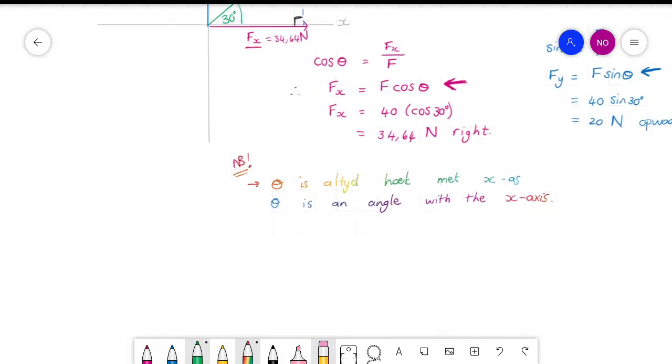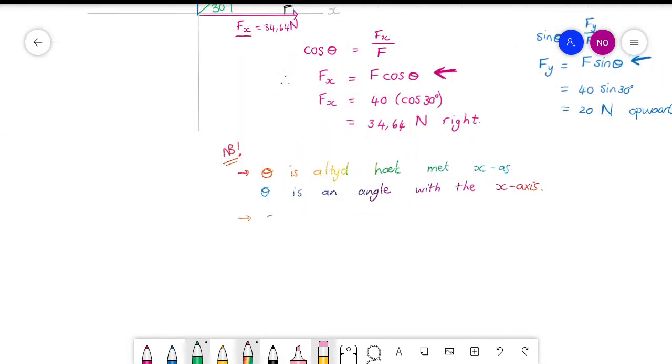And then as a tip, the components' value, like physically the magnitude, will be smaller than the original, the net force.